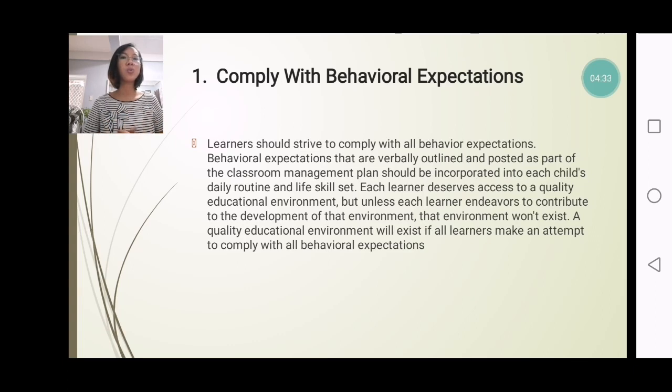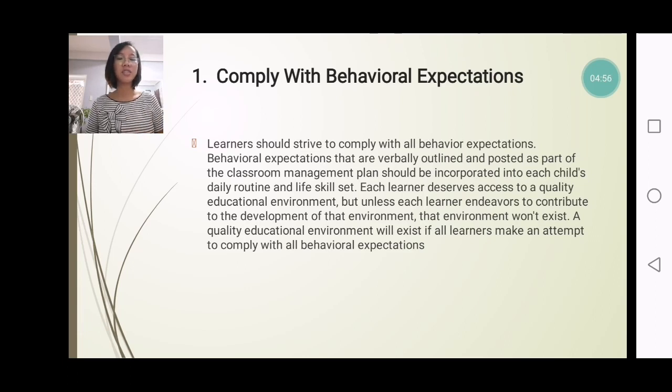It has to thrive from your inner being that you commit with whatever rules, whatever expectations are set by your teachers. Behavioral expectations that are verbally outlined and posted as part of the classroom management plan should be incorporated into each child's daily routine and life skill set.